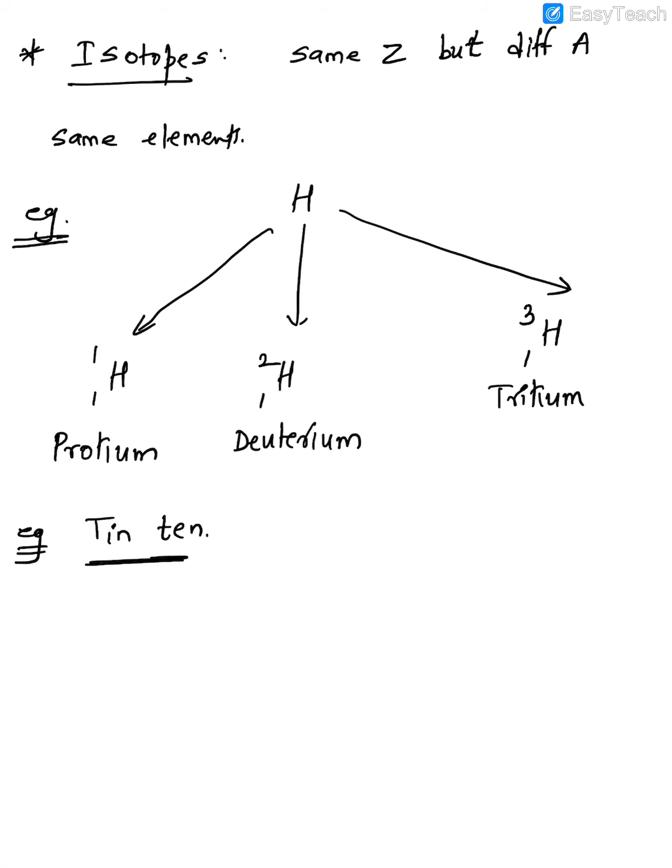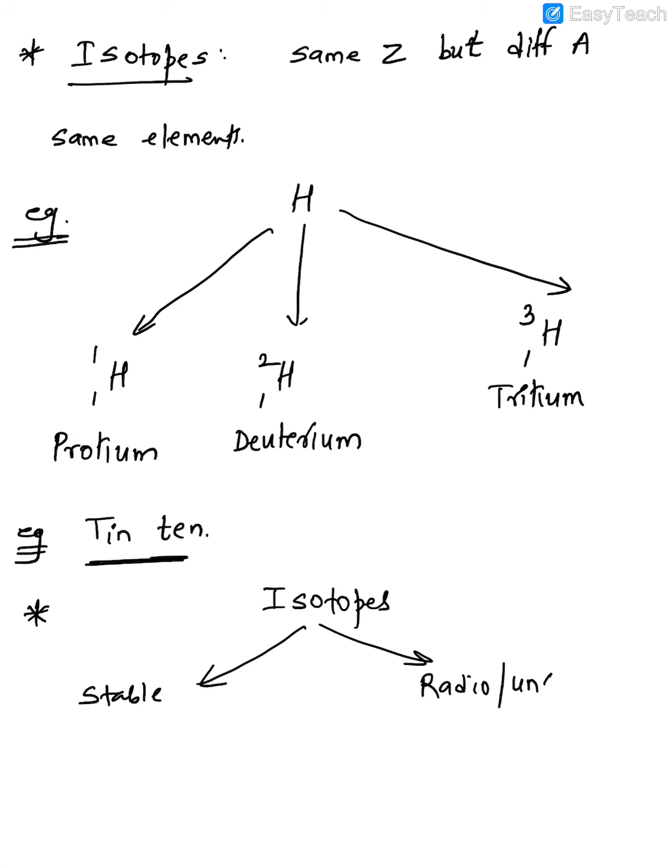Another thing, there are 2 types of isotopes. I'll just write it out here. There are some isotopes which are stable, and then there are some isotopes which are unstable, also called radioisotopes. So we call them either radio or unstable isotopes.